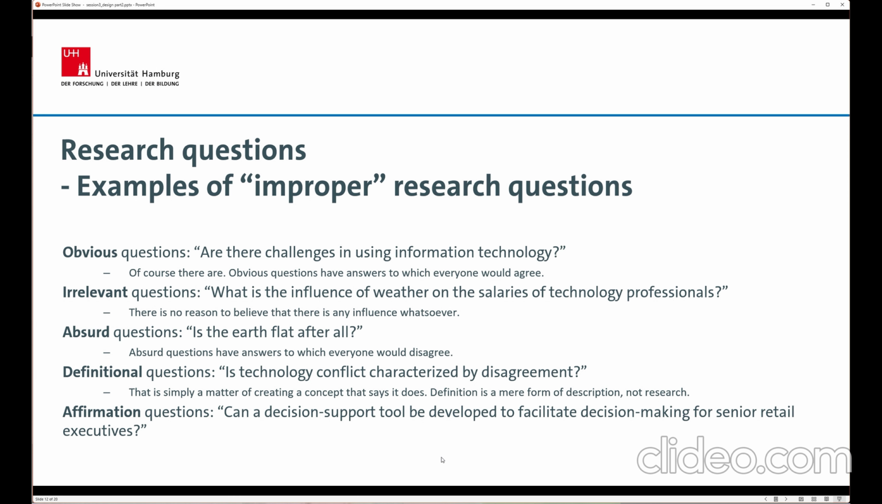Finally, there could be affirmation questions. And these very often are questions that start with "can." Can a tool be developed to do something? Sure. Why not? In principle, there's no reason to believe that it cannot be done. So a "can" question very often has the answer, yes, sure, most certainly. How it is being developed, or how good it will be, or how effective or useful, these are very different types of questions. But can it be developed? I sure hope it can.